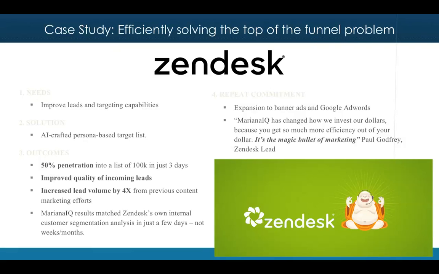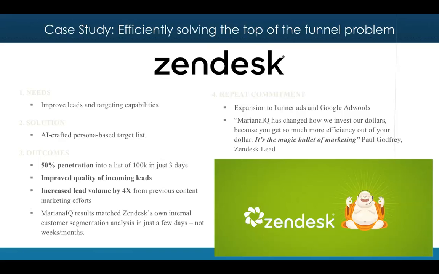We want to leave you with a case study of one of our foremost customers, Zendesk. Zendesk, as you are well aware, is one of the foremost B2B marketing companies. In addition to the inbound marketing that they continue to excel at, they wanted to layer on more outbound marketing. One of the aspects they wanted to do was to improve their leads and targeting capabilities. We took the data that they gave us and augmented it with the data that we had, and we created a target list of 100,000 people. And here are some of the outcomes.